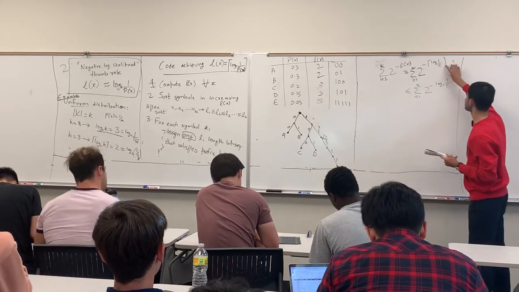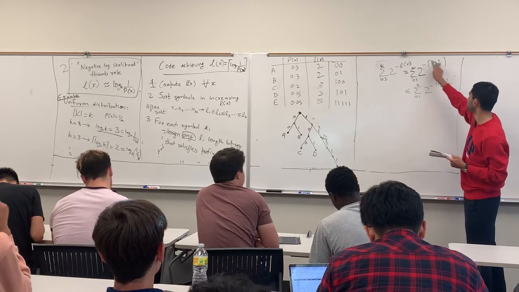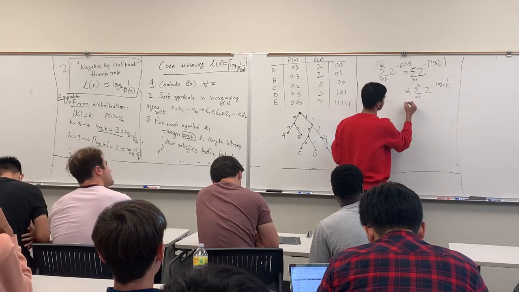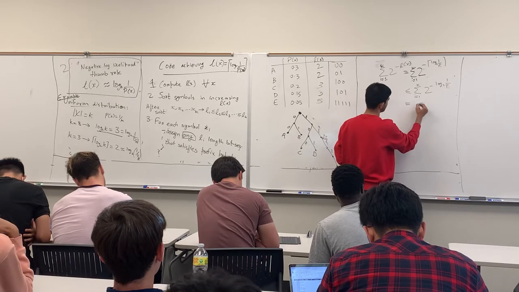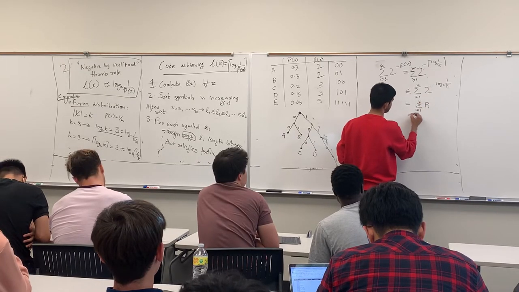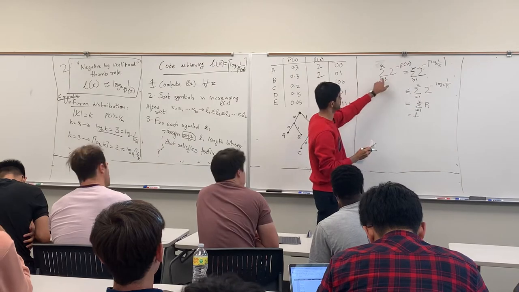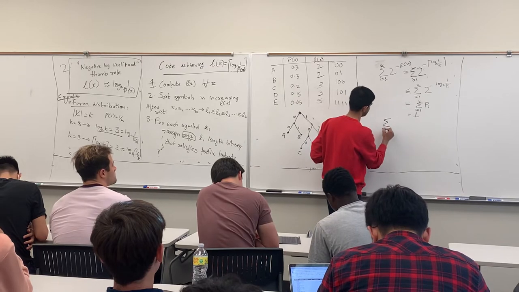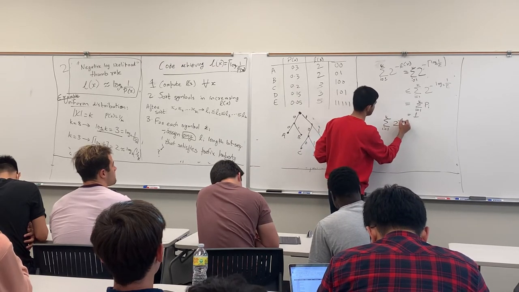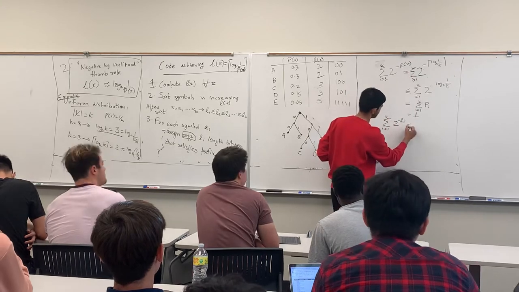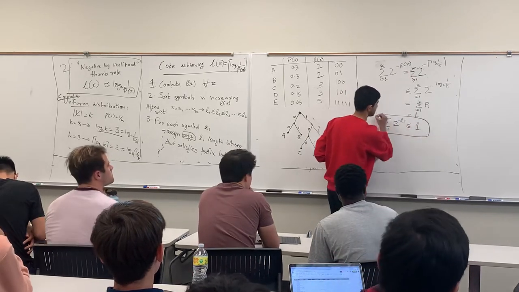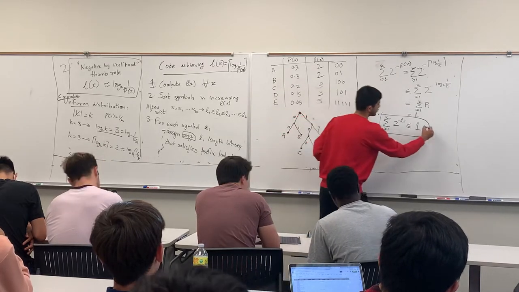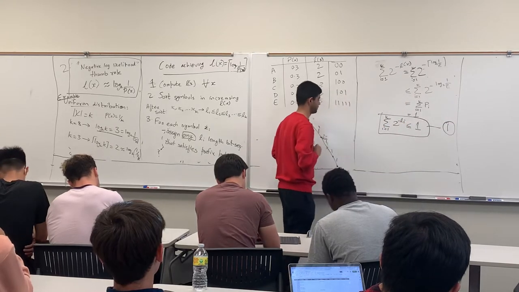So here I use the fact that the ceiling is bigger than the probability, therefore 2 power minus ceiling will be smaller than the 2 power minus log 1 by p. And now I can bring down the log, so it's just pi, which is just 1, right? So summation of 2 power minus li is less than or equal to 1. Okay, let's keep this in mind. Let's call it 1.